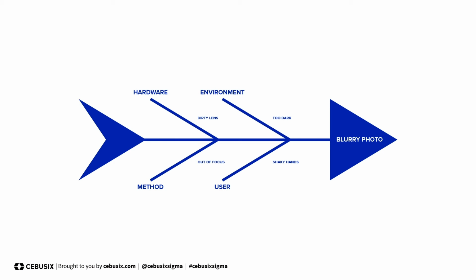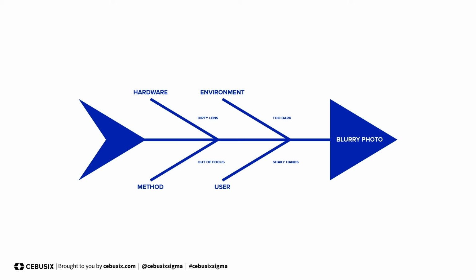The Ishikawa diagram is a causal diagram created by Kaoru Ishikawa that shows the potential causes of a specific event. Common uses of the Ishikawa diagram are product design and quality defect prevention to identify potential factors causing an overall effect. Each cause or reason for imperfection is a source of variation.